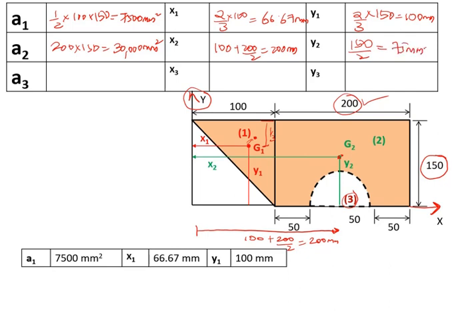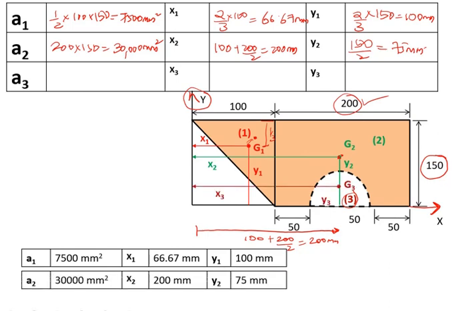Now when you consider the third one, that is your third figure, that is your semicircular portion. This semicircular portion has to be deducted from this rectangular portion. So I need to find the area of the semicircle. I can find the area as pi d square by 4 divided by 2.